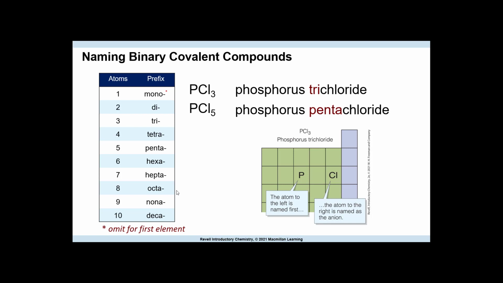Based on these rules, then we're going to call this, because we add a prefix in front of each element. So we have phosphorus, 3 is tri, so phosphorus trichloride. We have 5, so we have phosphorus pentachloride. And the name tells you how many are there. These are for covalent nonmetals.